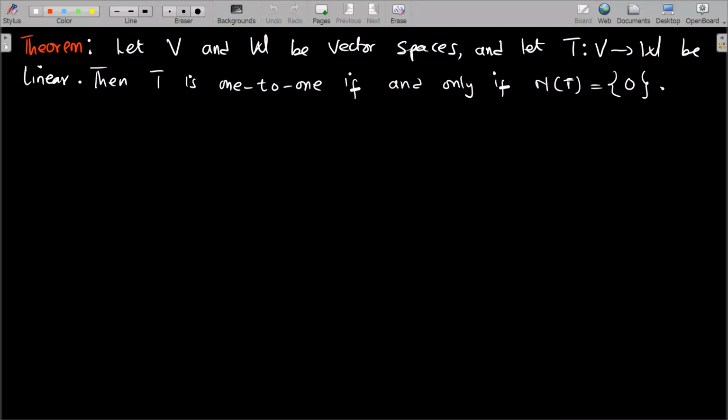Hi, so welcome to another lesson of linear transformation. We are actually going through a lot of proofs of some theorems which we may use in the future to write other proofs as well.